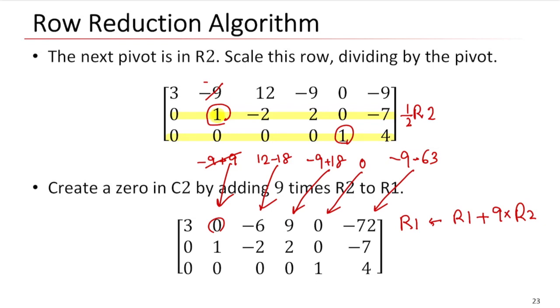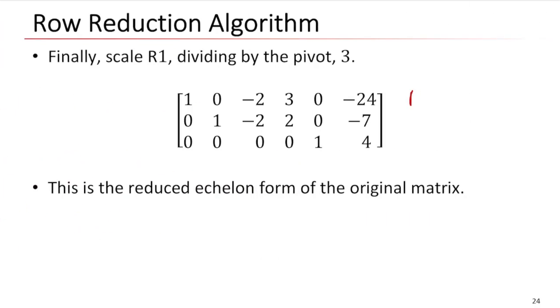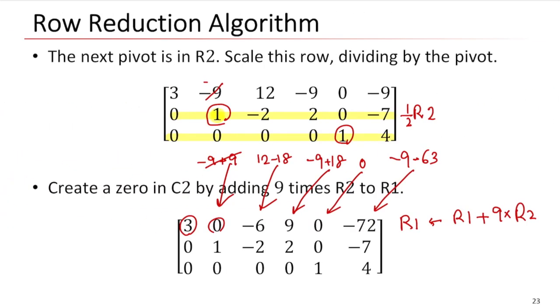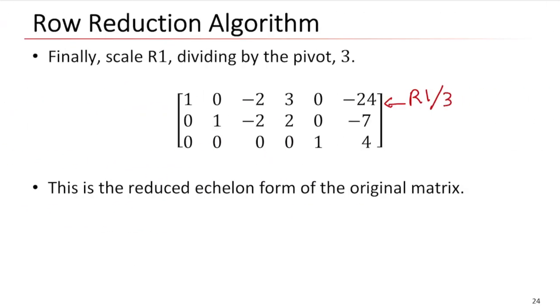Okay, so the last one is we have to make this value 1, right? How can we do that? Just divide row 1 by what? 3, right?